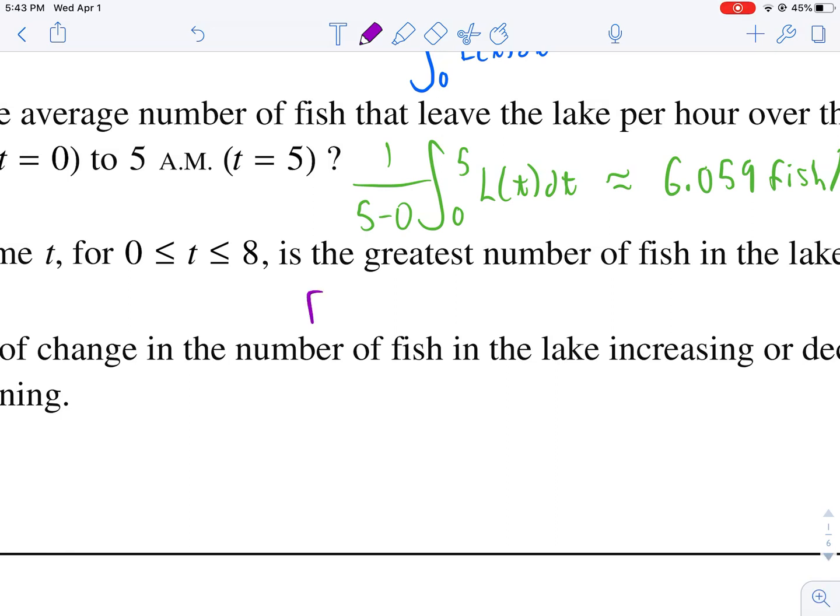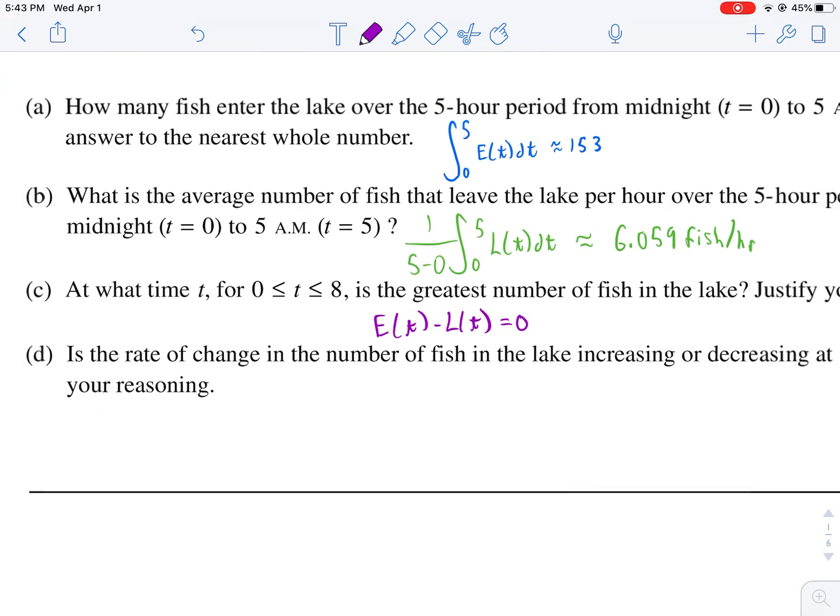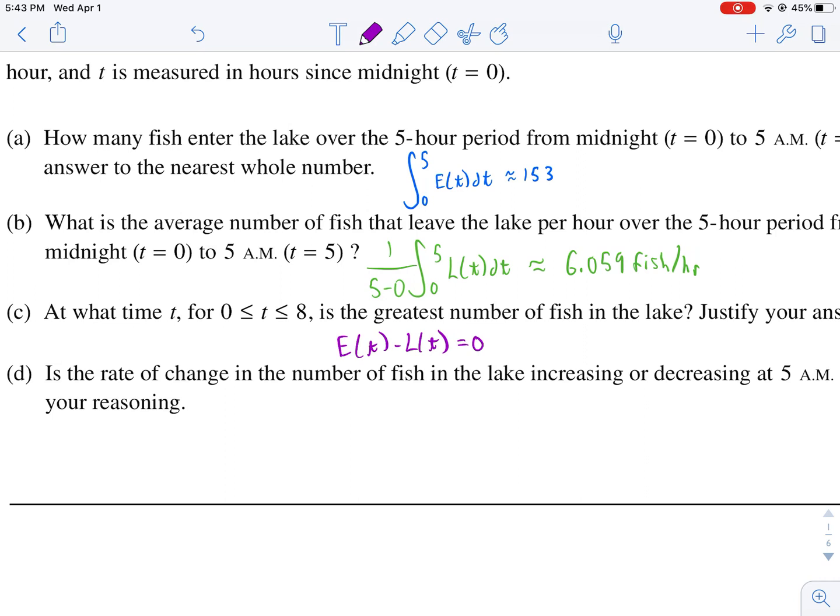And so if we just look at the two rates, E of t minus L of t, we want to find when that equals 0, and where it changes from E of t being greater than L of t to less than. Then that's what we're looking for. Or you don't have to set it equal to 0. You could just graph the two functions separately, and then see how E of t and L of t compare to each other. So I'm actually going to do it that way.